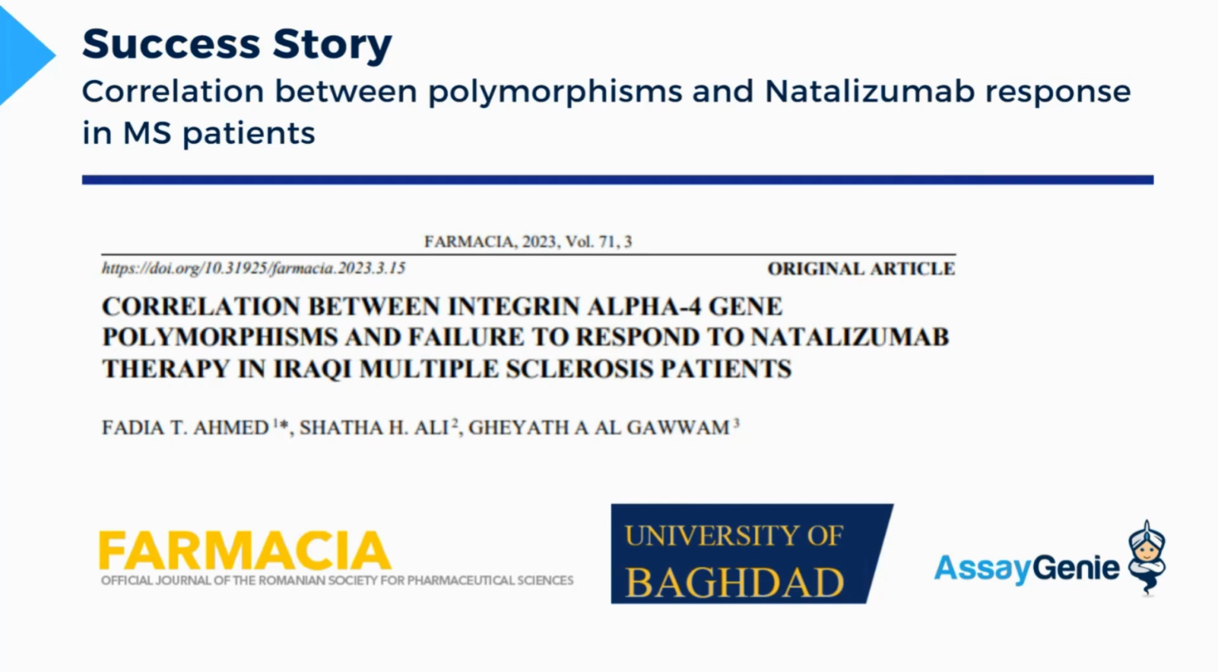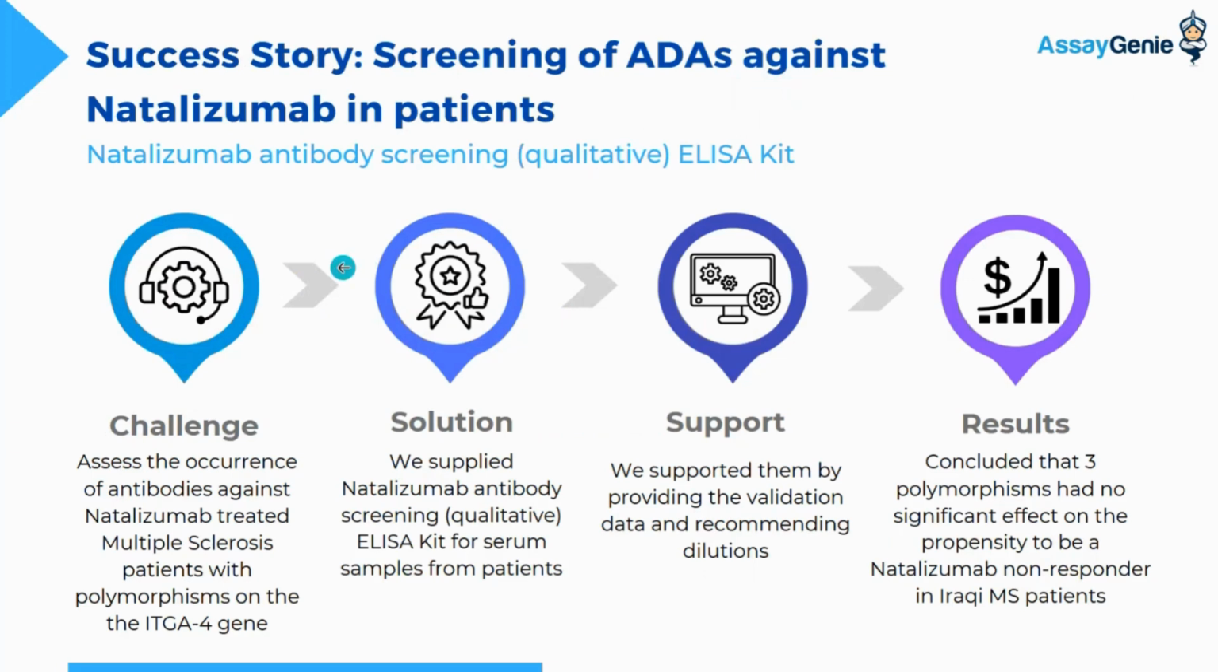And another success story I wanted to share with you was from a lab group from the University of Baghdad in Iraq, where they were investigating the correlation between polymorphisms and natalizumab response in MS patients. They wanted to assess the occurrence of antibodies against natalizumab in treated multiple sclerosis patients with polymorphisms on the ITGA4 gene. We supplied the natalizumab antibody screen and ELISA kit for serum samples from patients, and we supported them by providing the validation data and recommending specific dilutions. The paper concluded that 3 polymorphisms had a significant effect on the propensity to be a natalizumab non-responder in Iraqi MS patients.